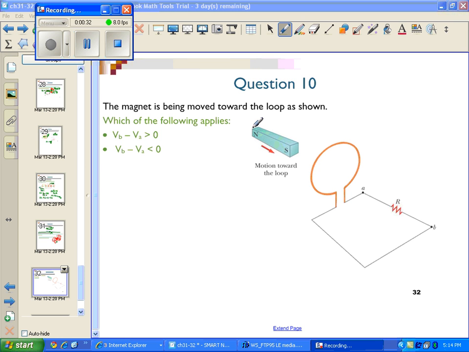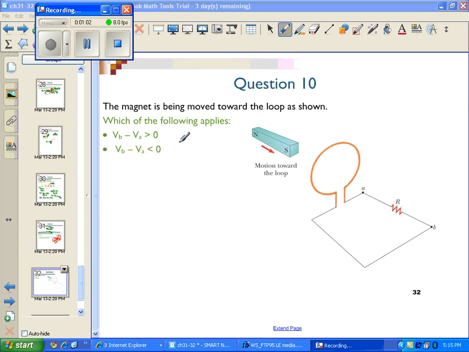Here we're told that there is a magnet with a south pole that moves towards this arrangement where there is a circular loop that is connected to a rectangular loop with a resistor in between the points A and B. And we're asked to determine which of the following is true. Is the potential from B to A a positive number, or is it from B to A a negative number?